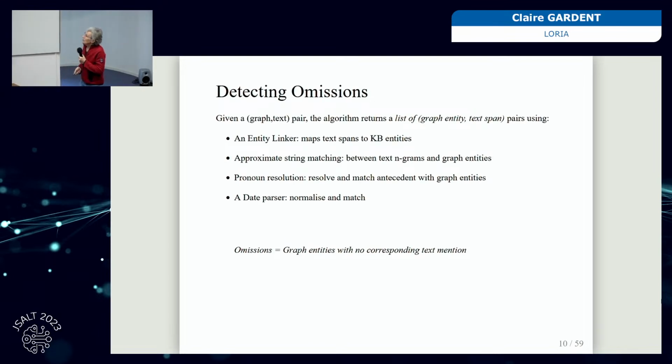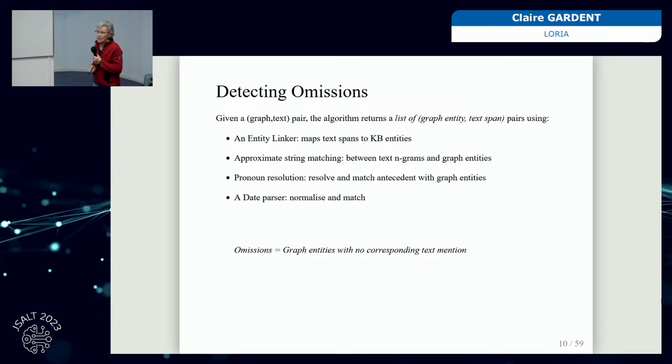So the first thing we do is we have an algorithm for detecting omissions. The idea is you are given a graph and a text. The graph contains a set of entities, and the algorithm should find out how many of these entities are actually mentioned in the generated text. So to do this, we have the set of entities we are looking for, and we have a text, and we basically combine different existing methods to find out whether an input entity actually has a corresponding mention in the generated text.